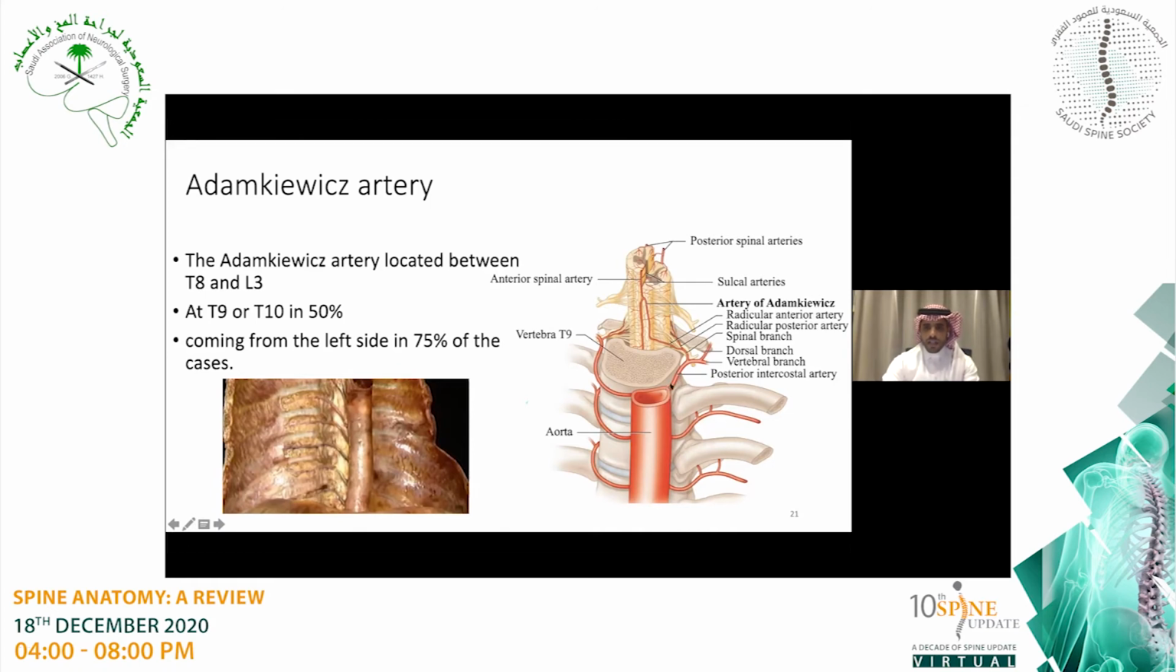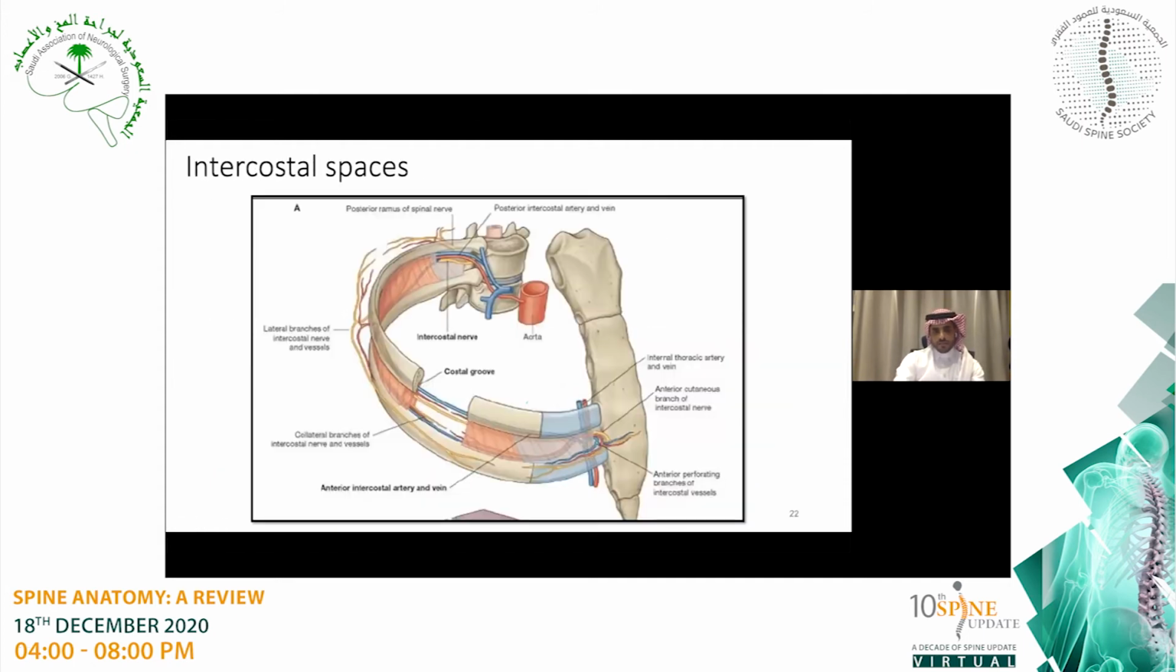We can see here that it looks like the other intercostal nerves, but it gives a lot of supply to the spinal cord, and an injury to the Adamkiewicz artery could lead to paralysis.